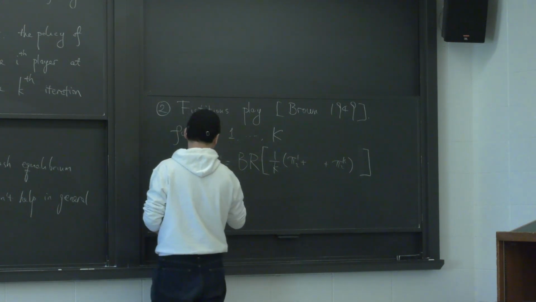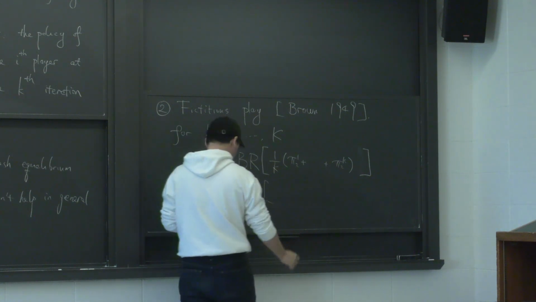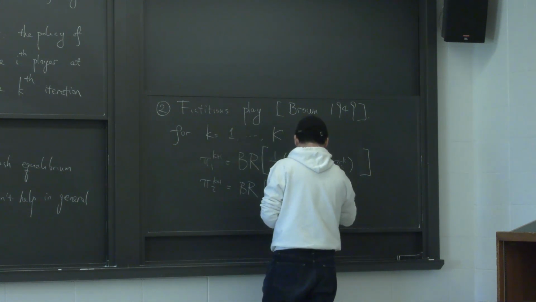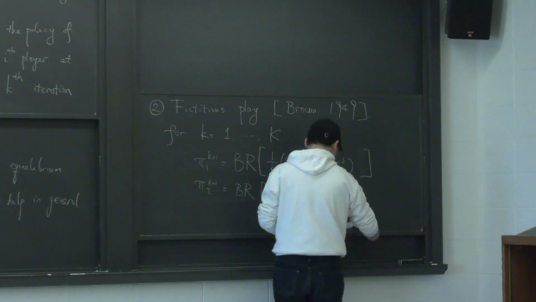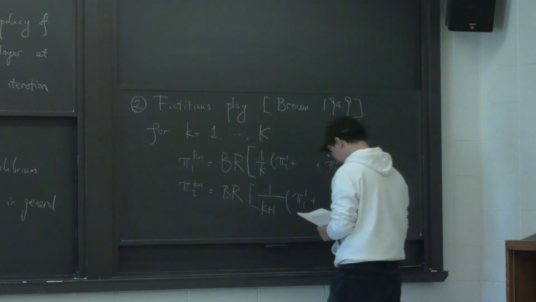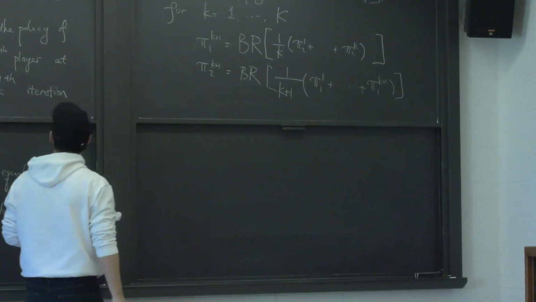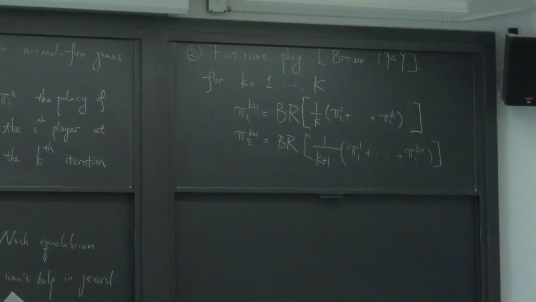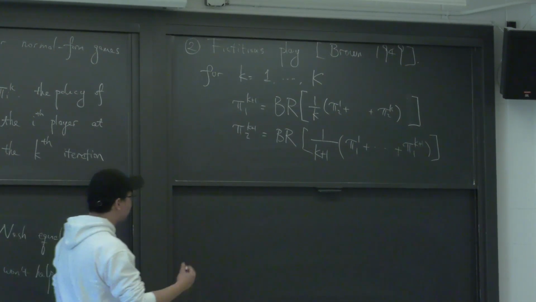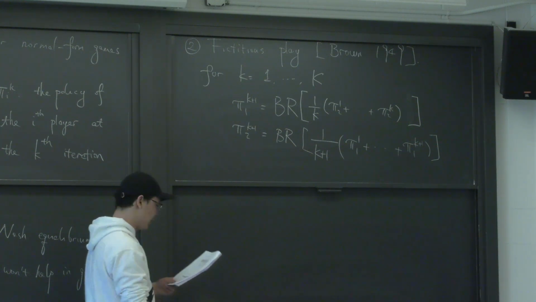And by symmetry, we can also do the same thing for the other player: one over k plus 1, pi 1 1 till pi 1 k plus 1. Again, this notation pi i k is the policy of the ith player at the kth iteration. So the only difference is I'm no longer finding the best response to the current policy, but I look at the best response to the average of the previous policies.